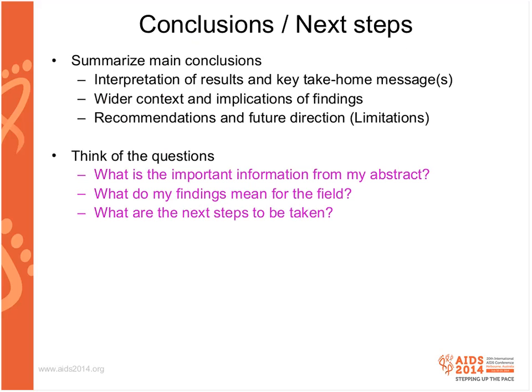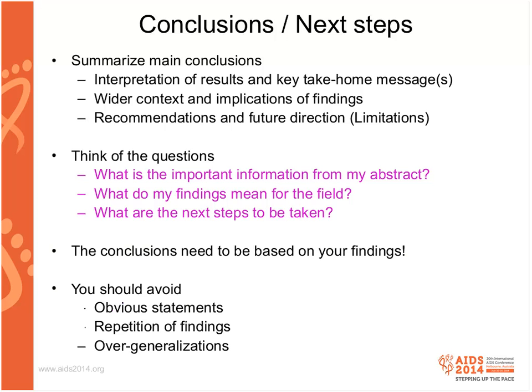Sometimes these go hand in hand when you know the limitation of your study that should be addressed in a future study. Therefore, think of these 3 questions when writing your conclusion section. What is the important information from my abstract? What do my findings mean to the field? What are the next steps to be taken? As I mentioned, this needs to be strictly based on your findings. Space is precious, so avoid obvious statements and repeating your findings again. And also do not overgeneralize.